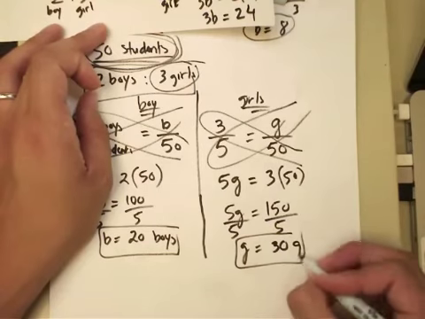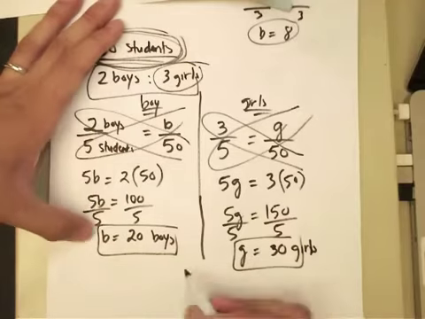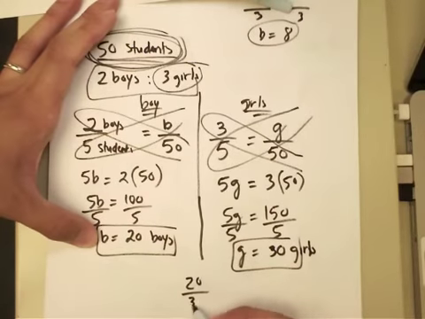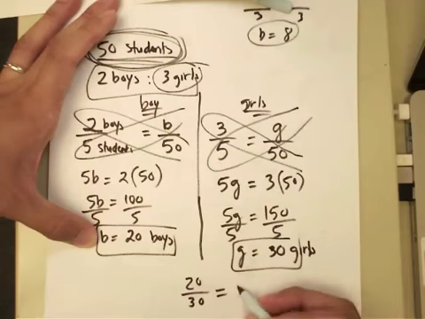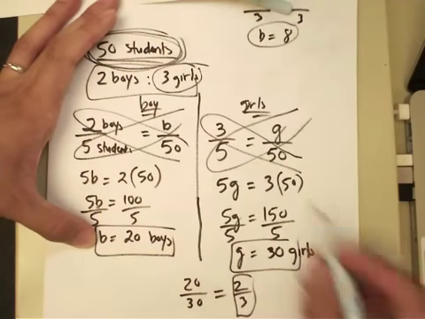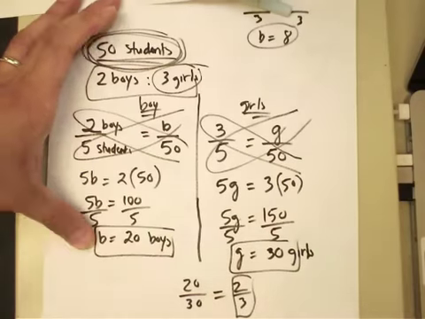30 girls. Okay, and if you notice, if you put this back into a ratio format, 20 boys out of 30 girls is simplified to, once again, 2/3. They are proportional. That's why we can set it up that way to solve. Okay, all right, so that would conclude our lesson for that one.